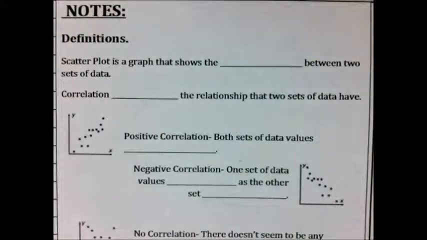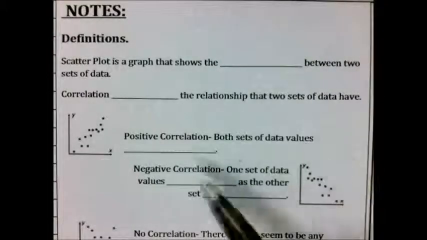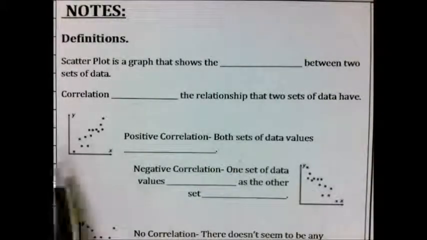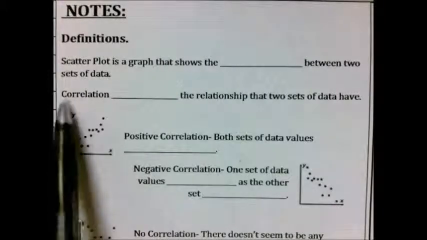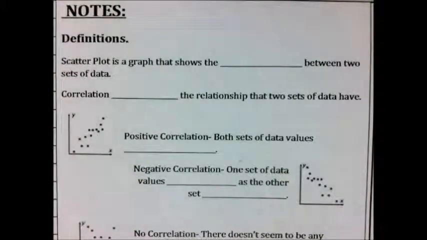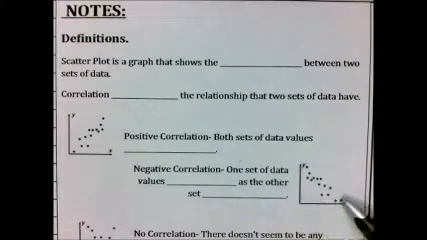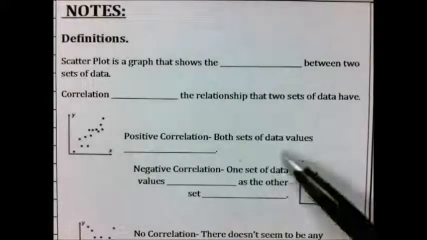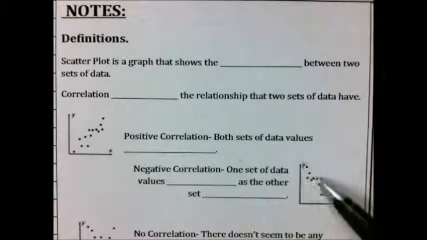And there's three types of correlations. There's first a positive correlation. That is when both sets of data values increase. So we can see how as x increases, y is also increasing, and so this is a positive correlation. The next type of correlation is a negative correlation. That's when one set of data values increase as the other set decrease. So increase and decrease, and we can see as x is increasing, y is decreasing. It's on its way down, right? So that's a negative correlation.